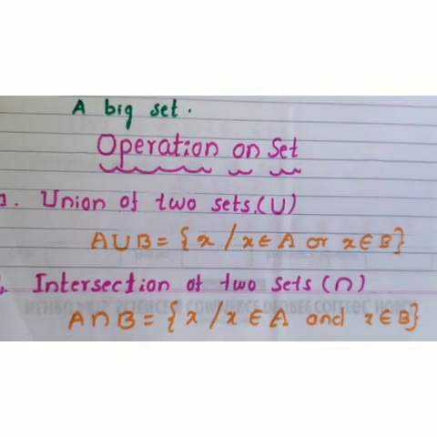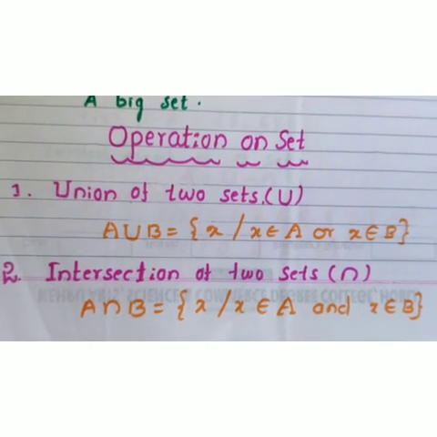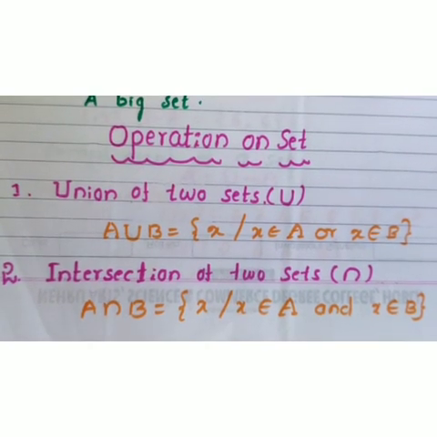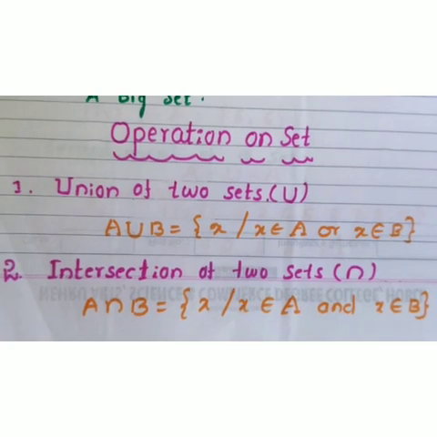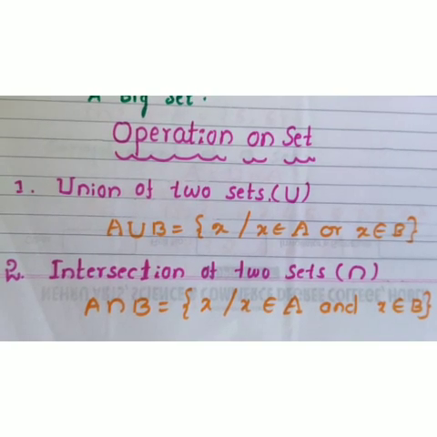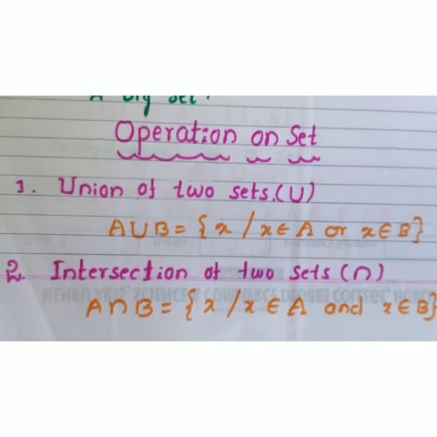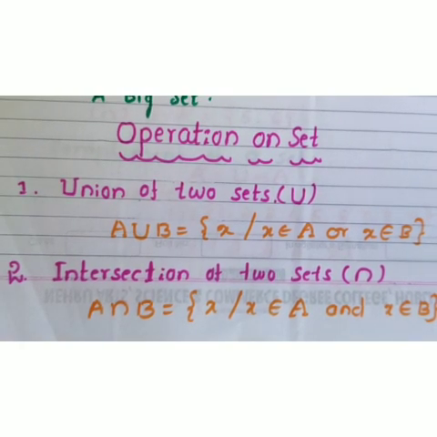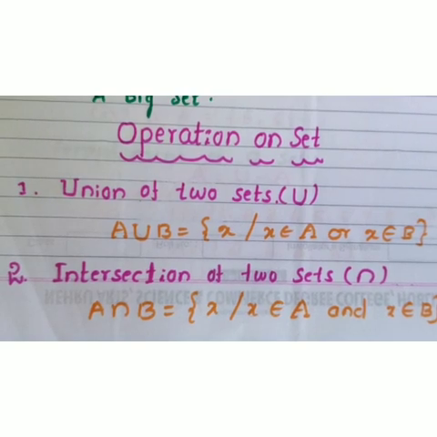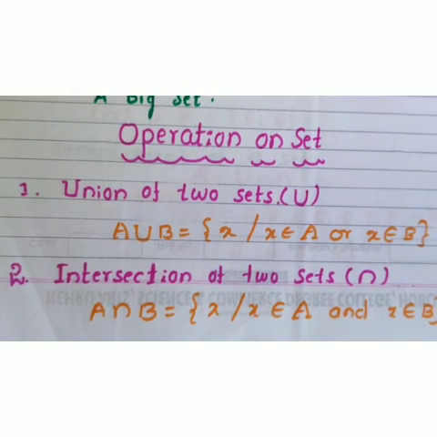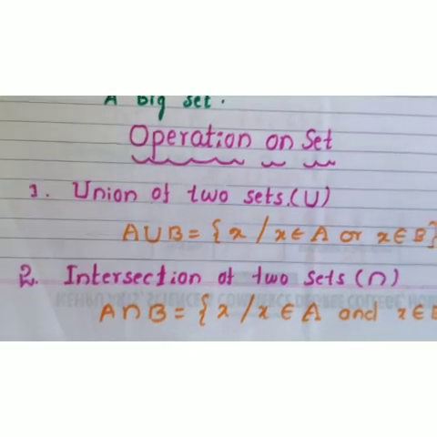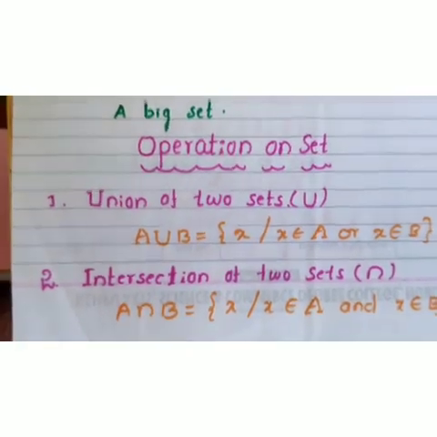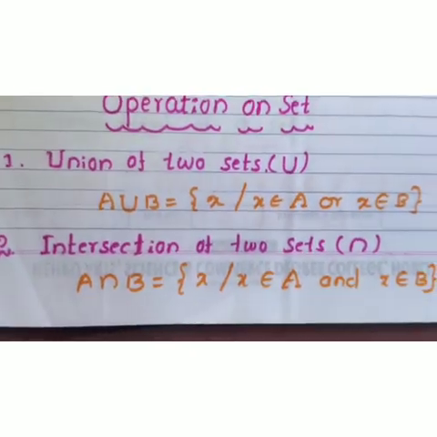Next, the intersection of two sets. What do you mean by the intersection of two sets? A cap B, A intersection B, has been denoted and defined as shown: the set of X such that X belongs to A and X belongs to B. Intersection of two sets means the common elements of A and B.